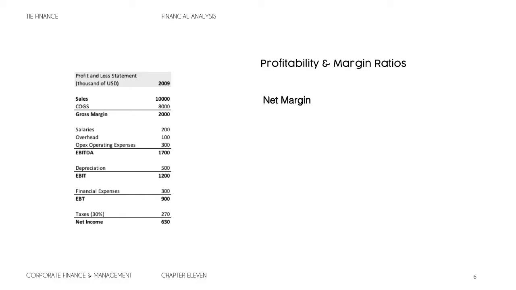So let's start with the first ratio, the net margin. For that, we need the net income and the sales. So we place the net income, which is 630, divided by the sales. In this case, it will give us a 6% result. And you have to convert it, of course, into a percentage, multiplying by 100.